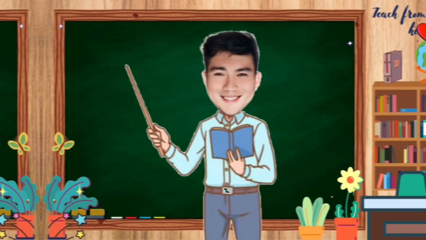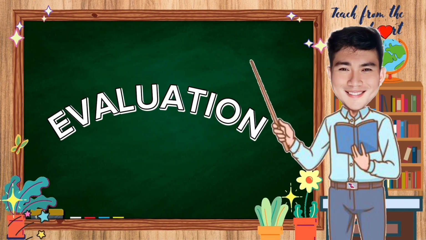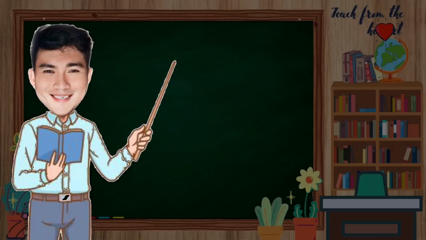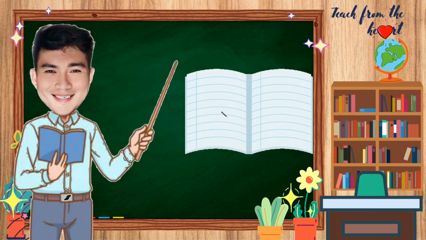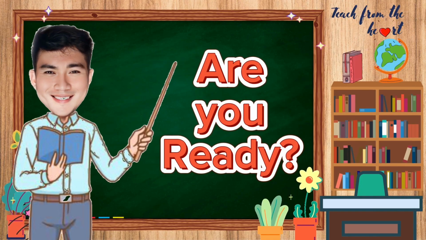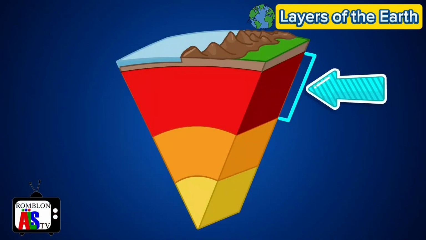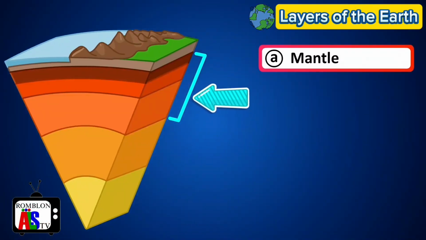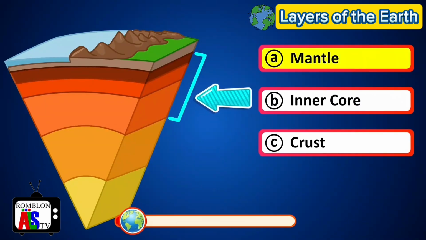I know that you have already understood our lesson. Let's have an evaluation. Get a piece of paper and pen and answer the following. Are you ready? Let's start! Can you identify this layer? Is it A. Mantle, B. Inner core, or C. Crust?